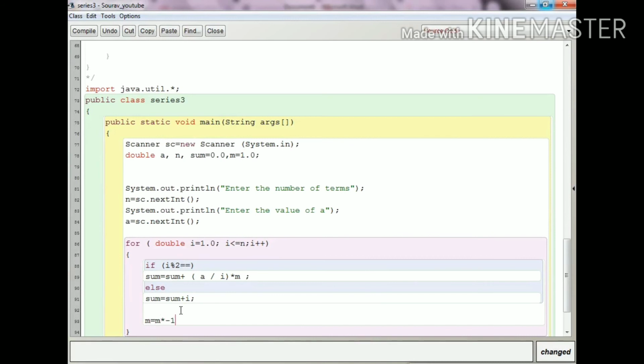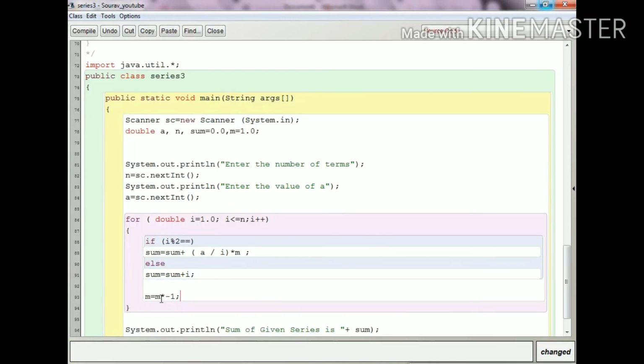Simple. So here sum equals 0.0, a and n the values entered by the user, now 1. In that case the value of i is 1, so the part is sum equals 0 plus 1. When the value of i is 2, it is a by 2 into -1, that is the value we get. So anytime you get a +1 -1 figure.